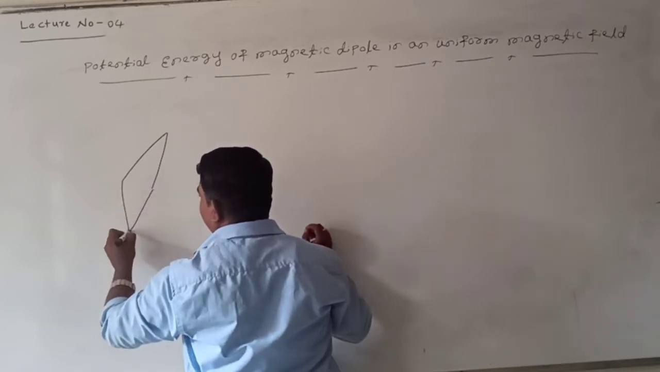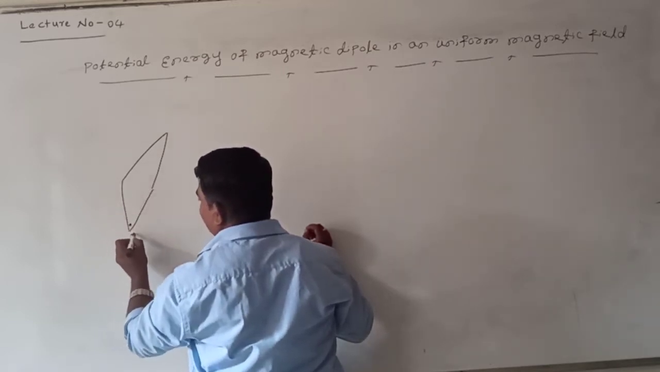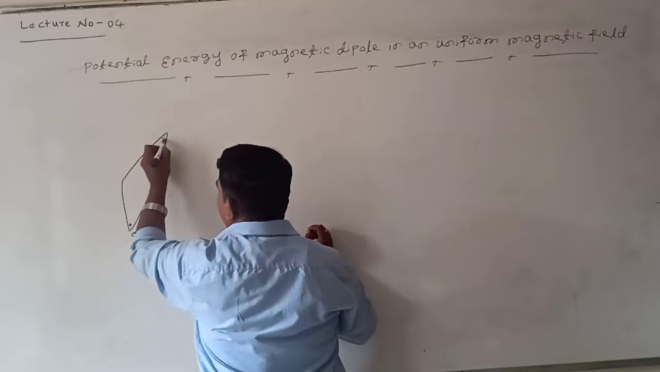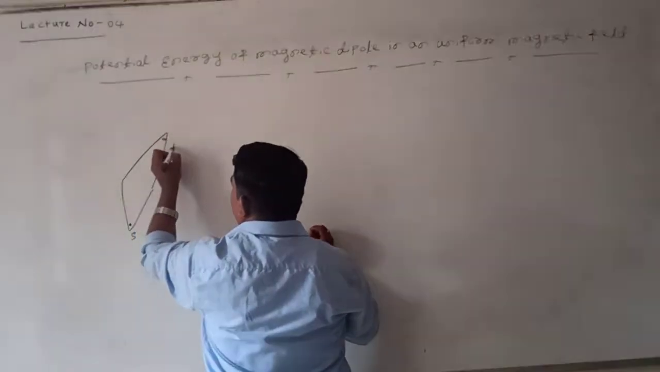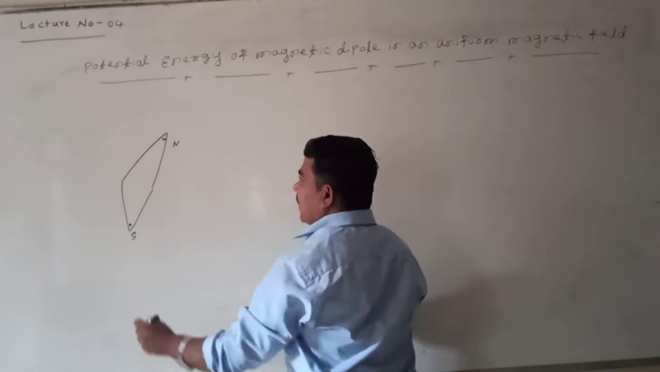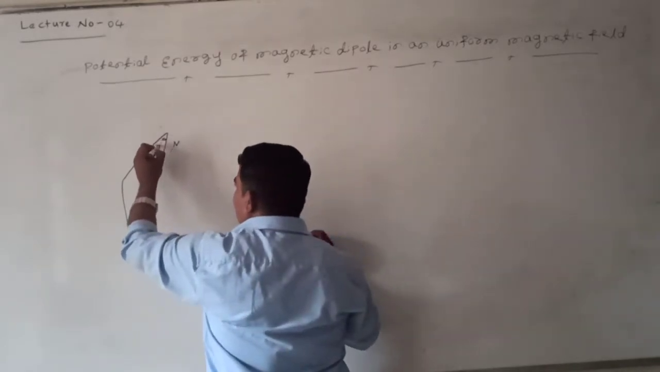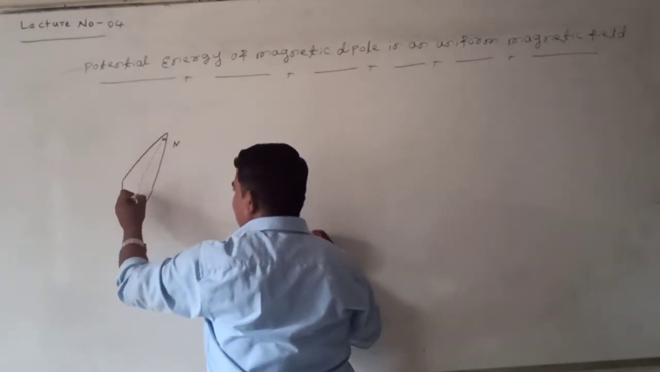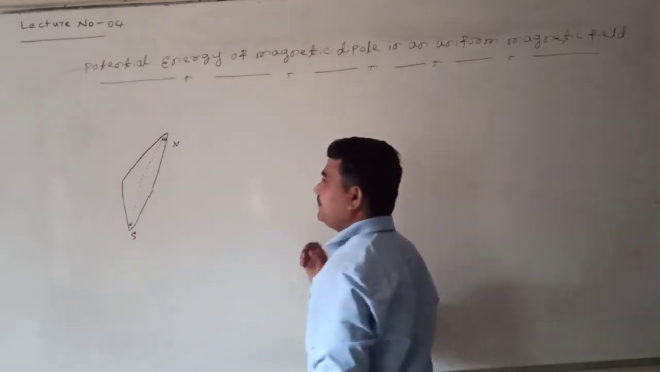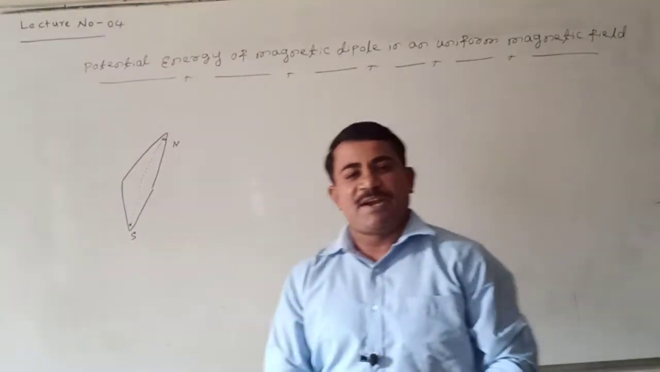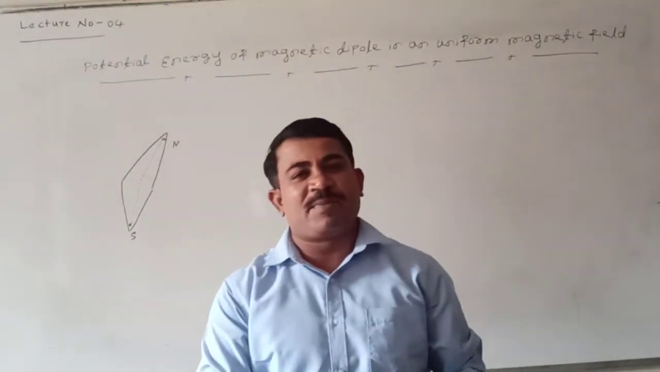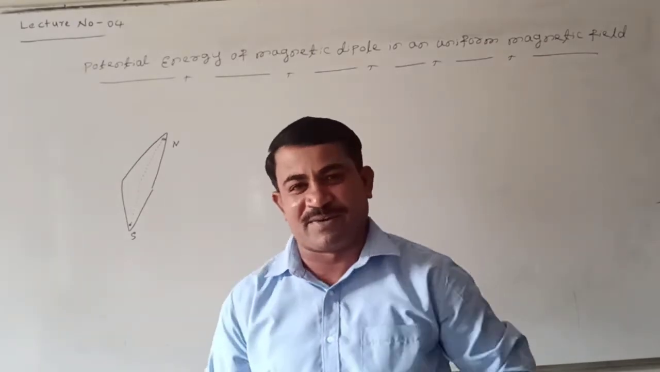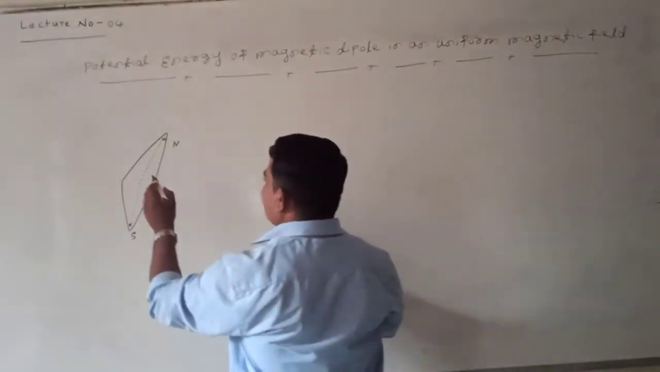So this magnetic needle consists of a south pole and a north pole. The line joining the north pole to the south pole, this we call the magnetic axis. Are you following? Now this magnetic needle is placed in a uniform magnetic field.